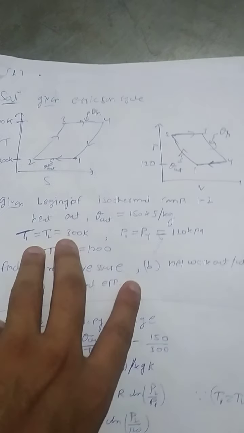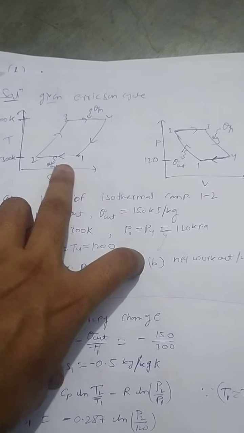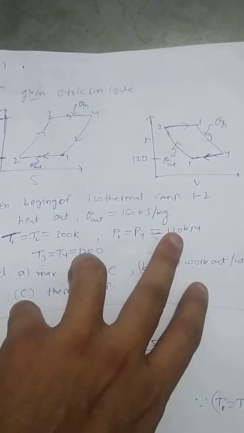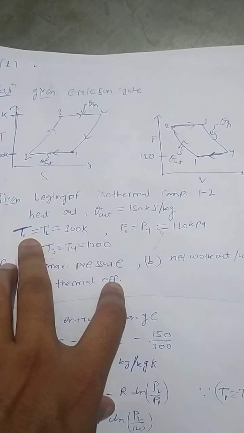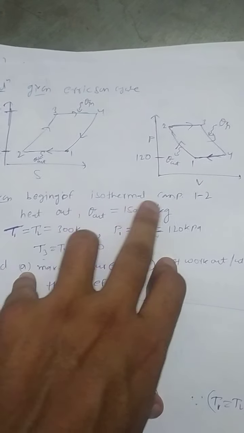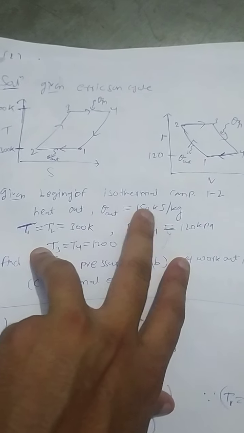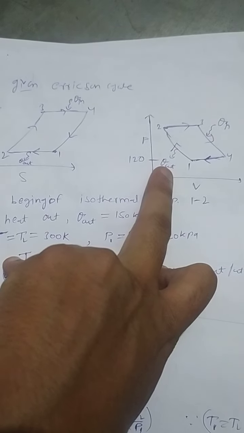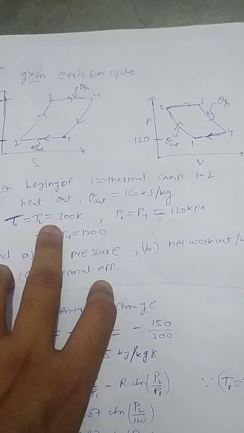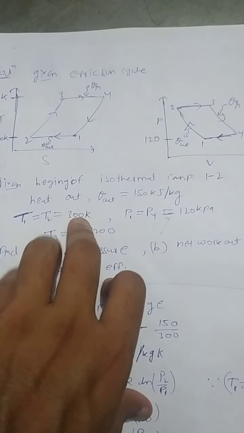So the given data is at the beginning of isothermal compression, that is 1 to 2. What is given? Temperature is given. Heat out is given. So at isothermal compression 1 to 2, heat released is 150 kilojoule per kg. Initial temperature is given, so T1 would be equal to T2, obviously 300 Kelvin.